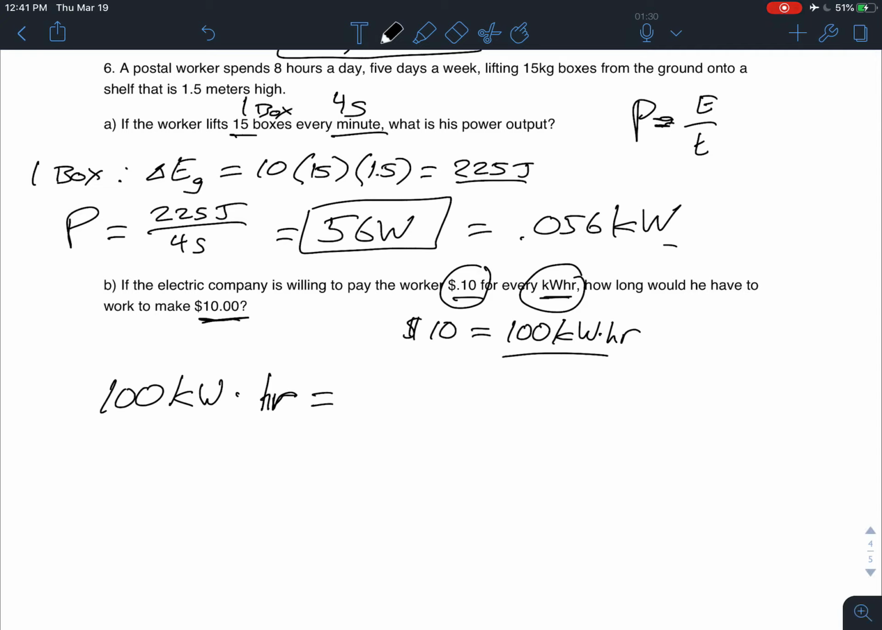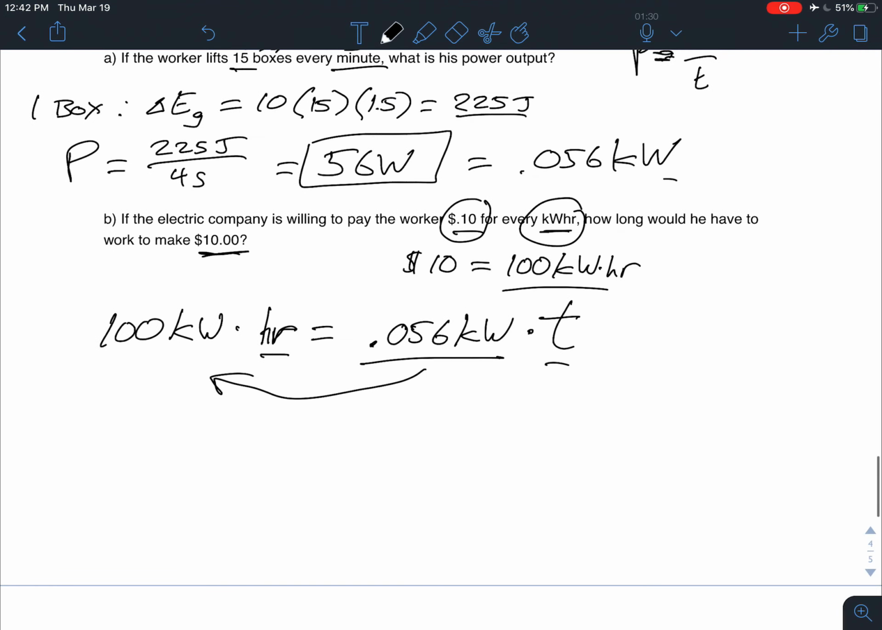And we need to know if our worker is doing 0.056 kilowatts, and we're trying to figure out how long it's going to take them. And since this is hours, that time's going to come out in hours. So if we divide this over here, we're going to get about 1,800 hours.